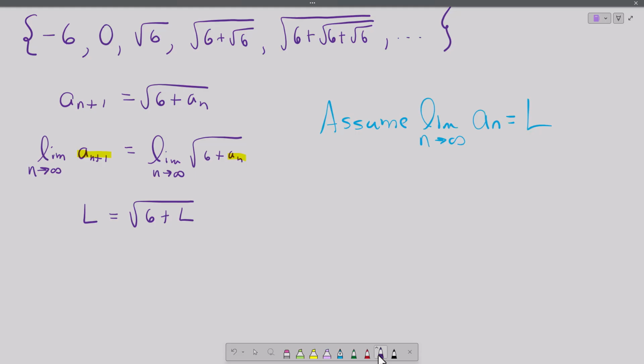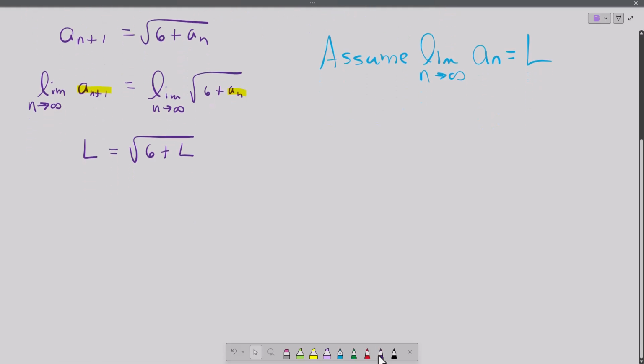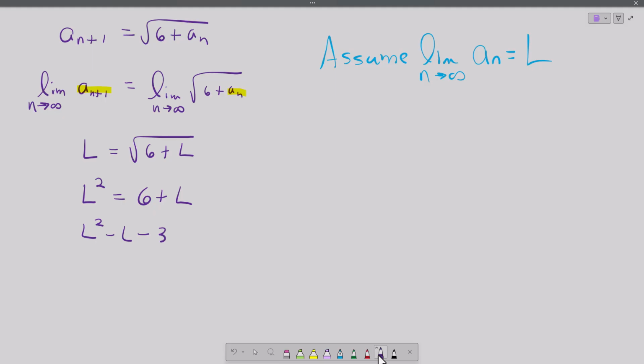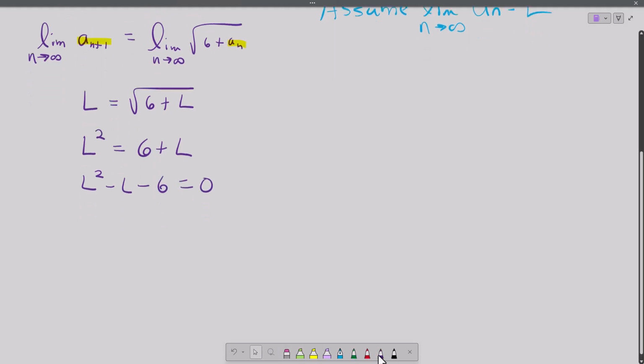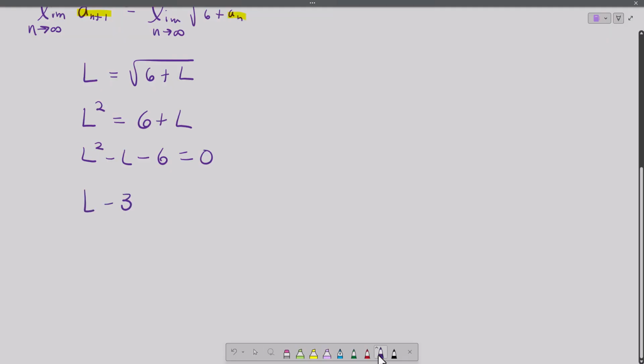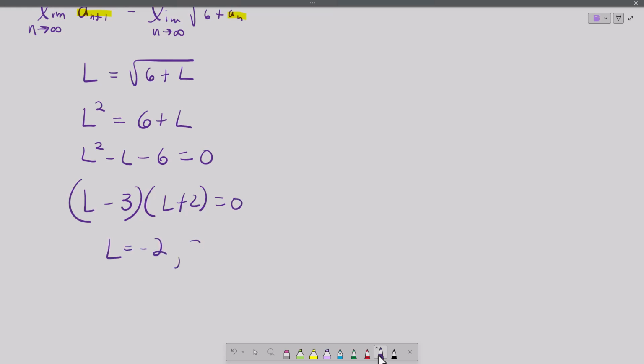The limit of 6 is 6. The limit of a sub n is L because that's what we're assuming. Now we just have to solve this for L. So we move everything to one side and factor. Factor this into L minus 3, L plus 2 equals 0. So this tells us L is -2 or 3.